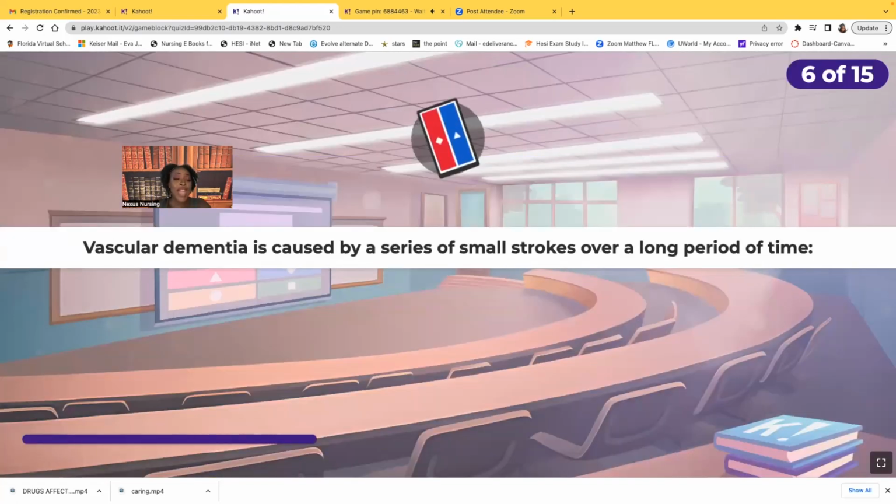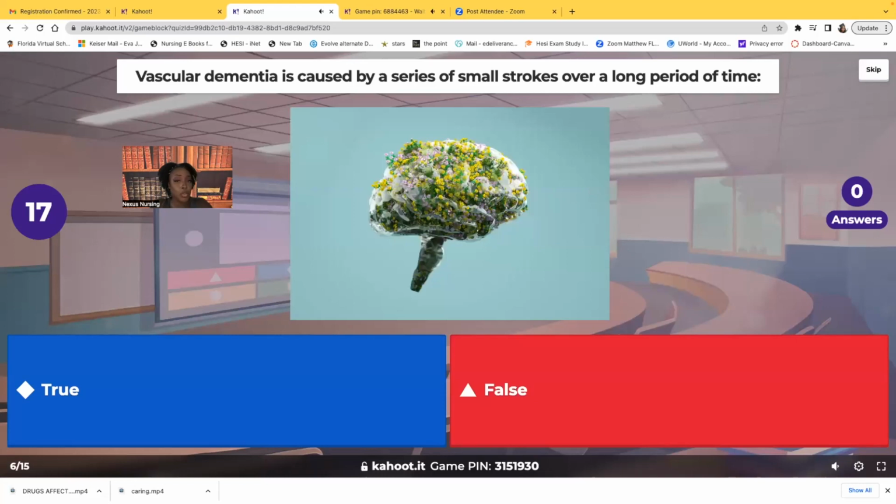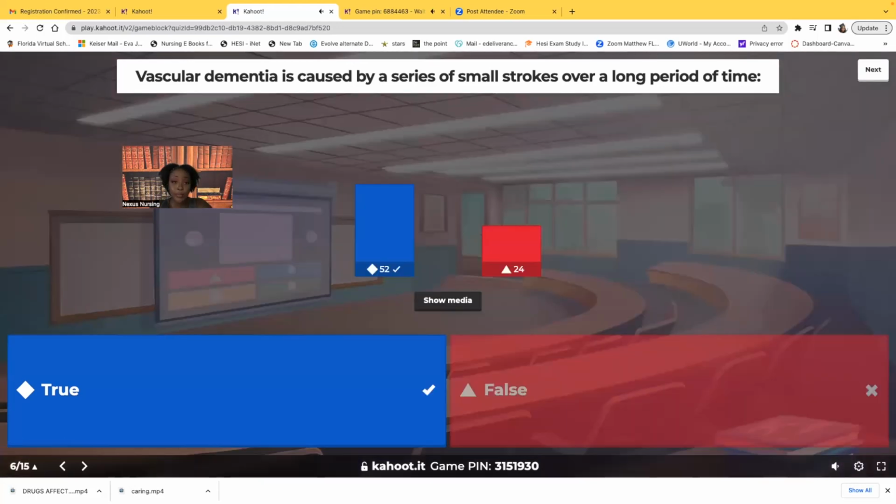True or false? Vascular dementia is caused by a series of small strokes over a long period of time. Is that true or is that false? What do you guys think? Very good. It's true. So over a long period of time, the patient has these mini strokes, and what happens is it causes damage to the brain tissue. So what do you expect to happen? The patient's going to start to have this cognitive decline. Absolutely.